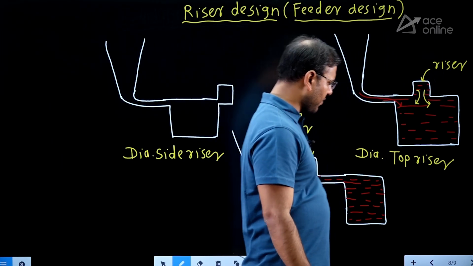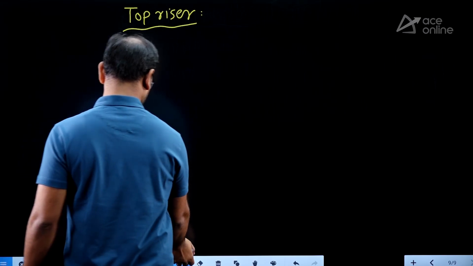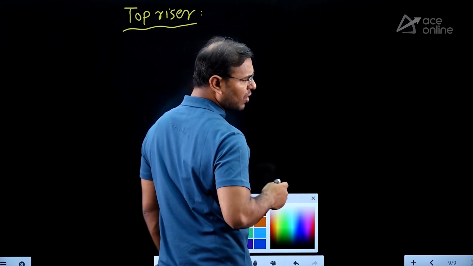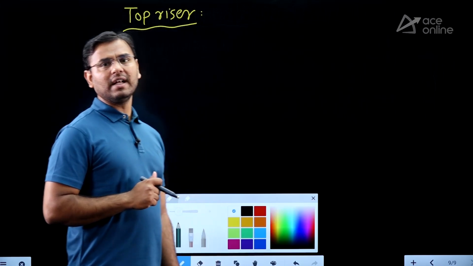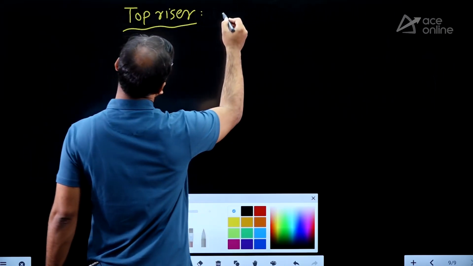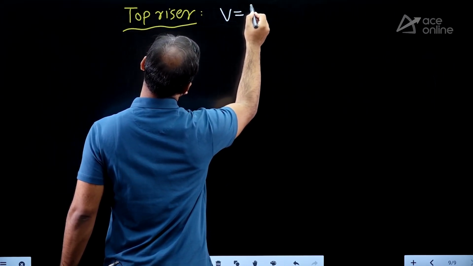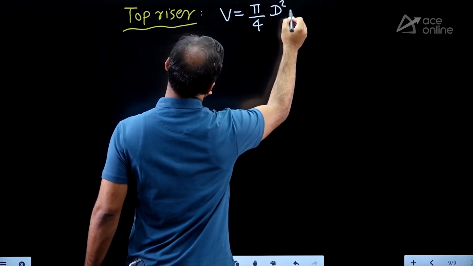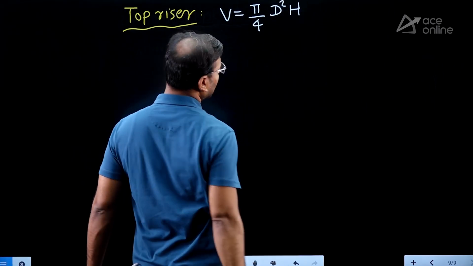Then guys, here the question: what is the volume of riser? Either it is a top or side riser, I said that the cylindrical riser we are going to use. Then what is the volume of a cylindrical riser? It is pi by 4 d square h. D is the diameter of the cylinder and h is the height of the cylinder.